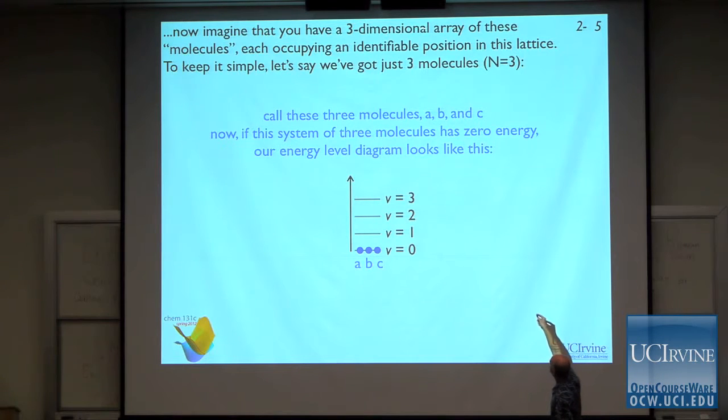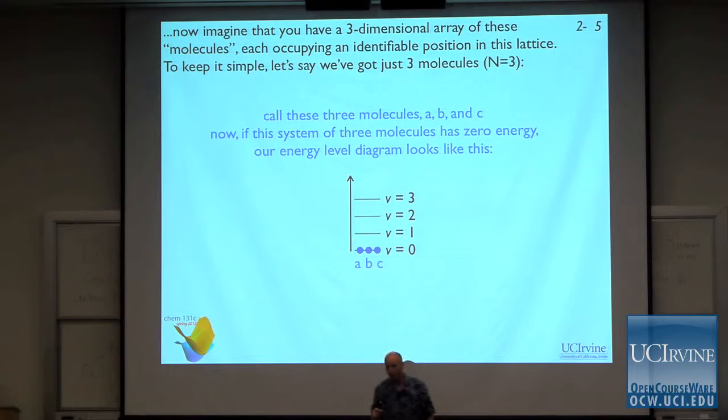I'm calling this a three-dimensional array or a three-dimensional lattice because I want to emphasize that these three molecules are distinguishable in terms of their position. In other words, I can tell where A is. I'm not going to confuse it with B, because my lattice has A next to B next to C, and I know where A, B, and C are, and they're not going to move around. In other words, these molecules can be labeled and kept track of.